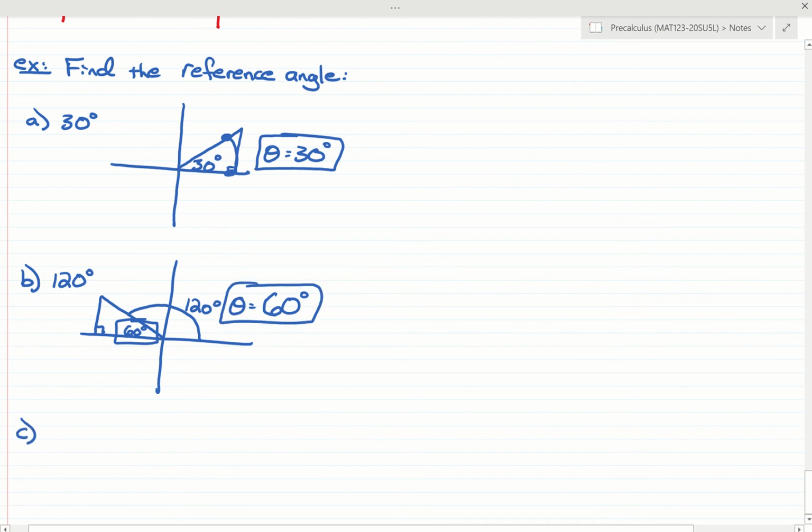What about 240 degrees? Well, 240 is past 90, past 180, not quite at 270 though.